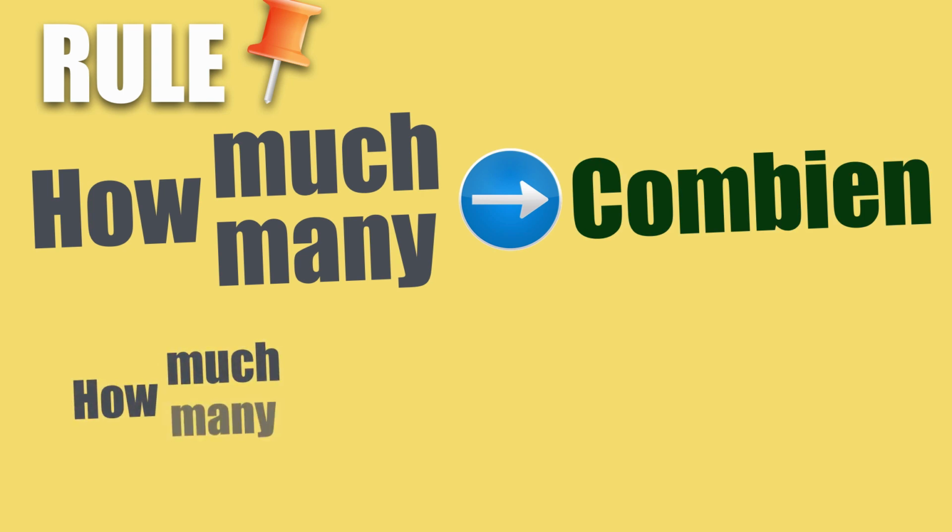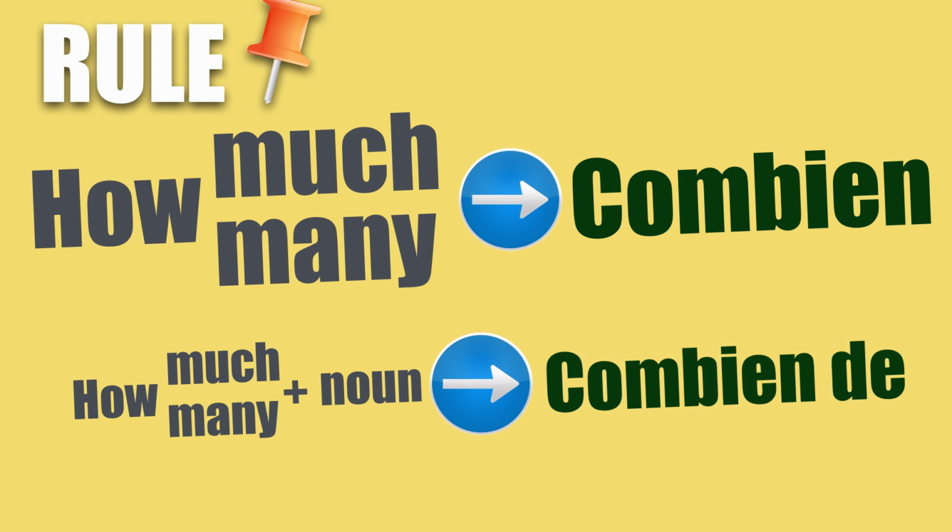If you've got a noun after the expression how much or how many, for example, how much money or how many chairs, in this case, the translation is combien de. You need in this case the preposition de here. So, two words to know, combien and combien de. So let's see now how to use them.